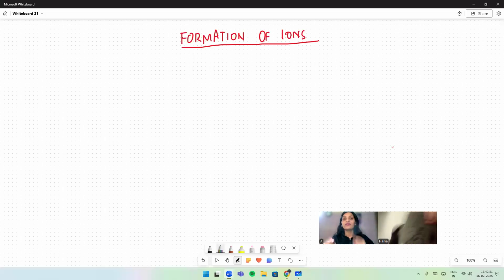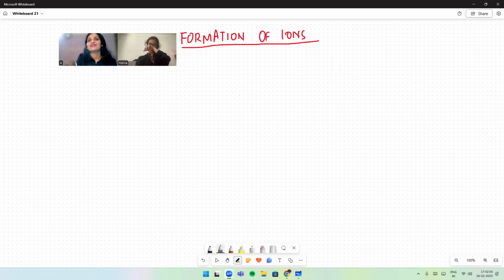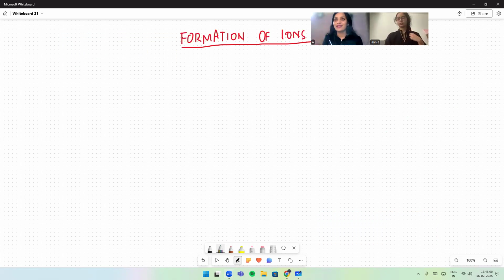So today's topic, the first topic is formation of ions, right? We are going to start with a very interesting thing. And believe me, if you just understand this concept now, equations become a little bit easier, right? Compound formation becomes easier. First of all, we are going to learn about the ions, right?